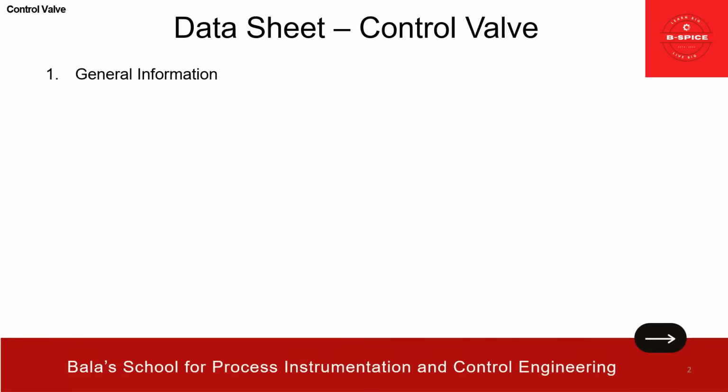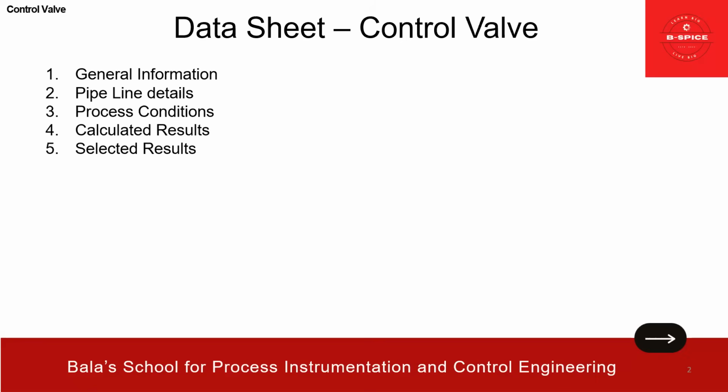So in this control valve datasheet preparation, we are going to deal with general information, pipeline details, process conditions, calculated results, and selected results. Here I just want to tell you, in some cases, 4 and 5 are the same. But just for better understanding, I segregated them. Calculated results means the internal calculation performed by us or by an engineering company or EPC, and selected results is the one which we receive from the vendor after their calculation.